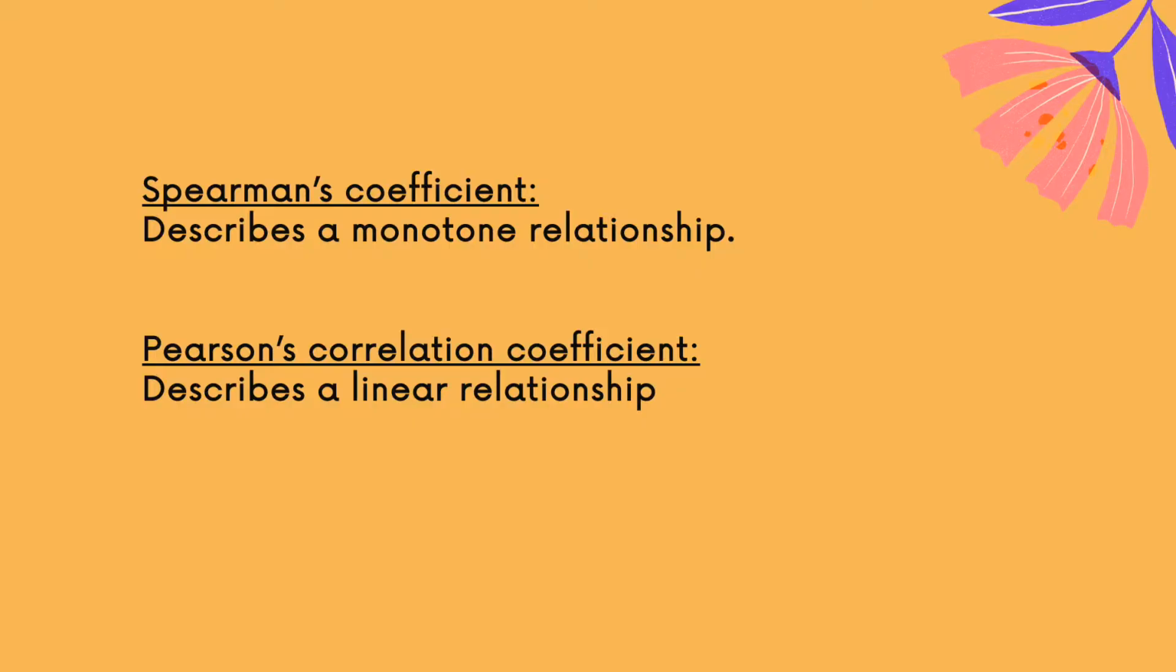And we have two types of correlation coefficients. The Spearman's coefficient describes a monotone relationship, wherein one variable, the dependent variable, either rises or sinks continuously as the independent variable rises. The next one is Pearson's correlation coefficient. This describes a linear relationship.